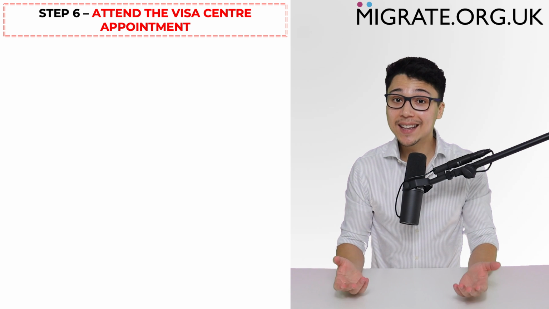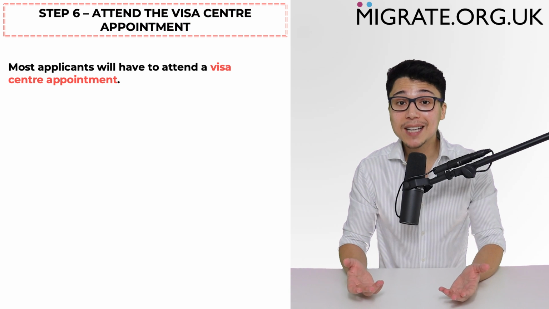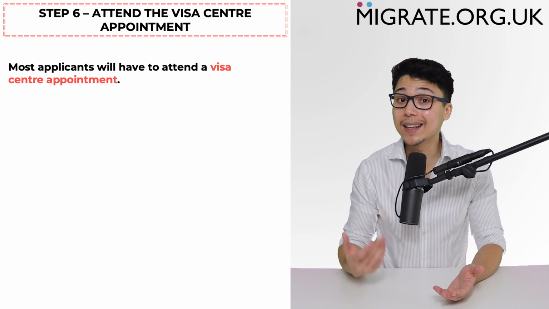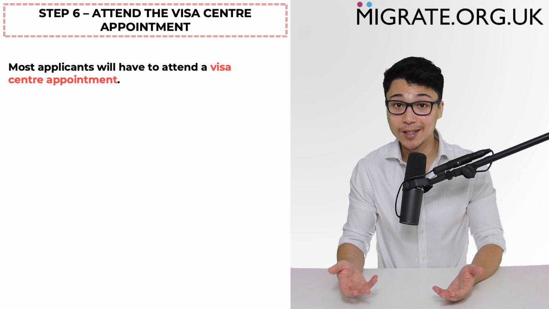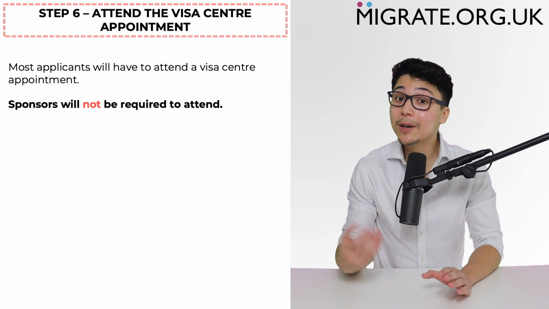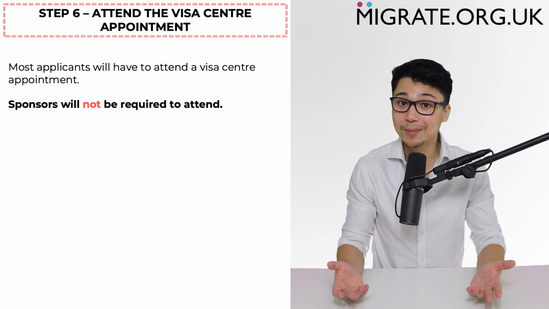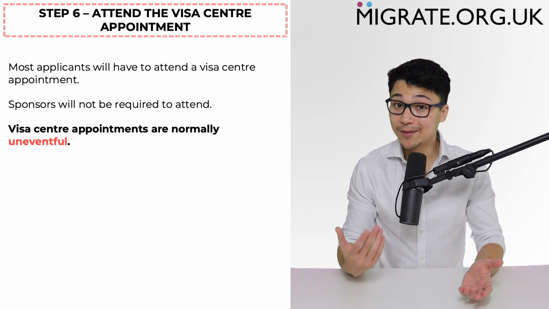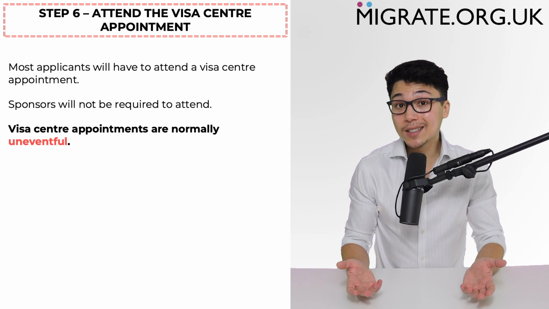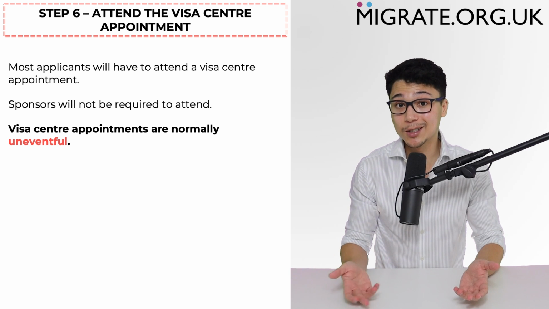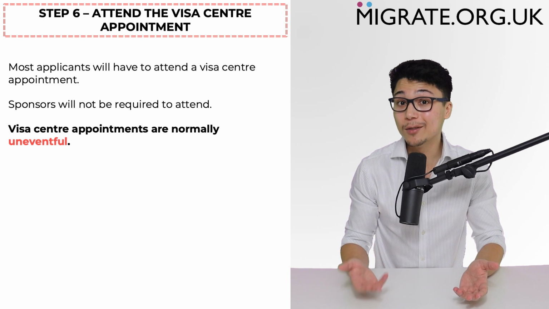Step 6. Attend the Visa Centre appointment. Most applicants must attend a Visa Centre appointment at a local Visa Centre that they select as part of the online process. Sponsors will not be required to attend the Visa Centre appointment for both out-of-country and in-country applications. Visa Centre appointments, for the most part, are very uneventful. This is because it really is just an administrative process of the applicant providing their biometrics, which essentially means that their fingerprints and photograph will be taken.